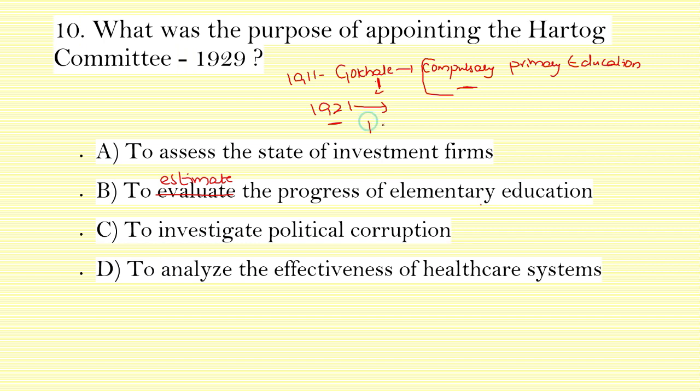So to analyze or estimate the report in 1929, they appointed one committee. That committee's name is the Hartog Committee. Simply, again I am repeating: in 1921 they took a few steps to develop elementary education, even though it was not successful. To estimate the progress or the failure of elementary education, which committee was appointed? The Hartog Committee was appointed. This is the correct answer. B is the correct answer.